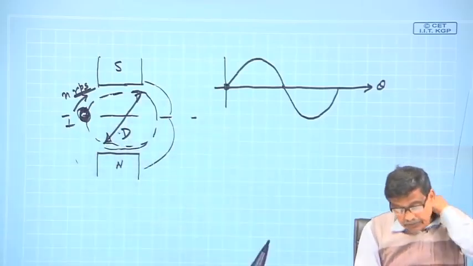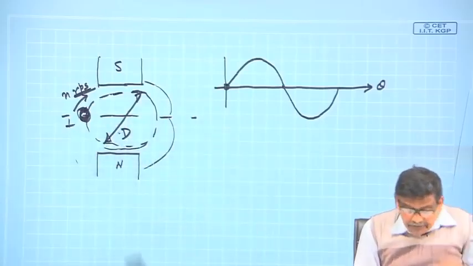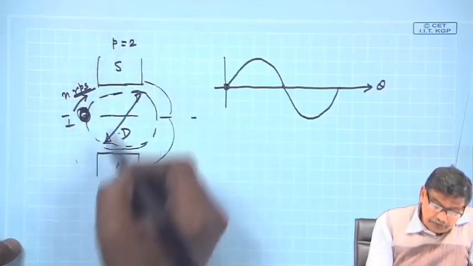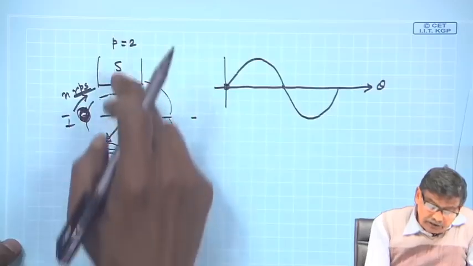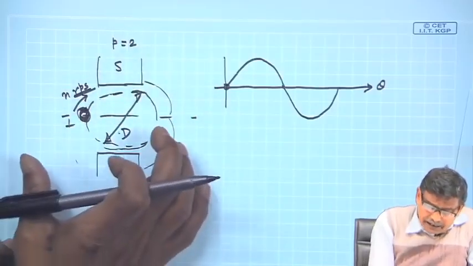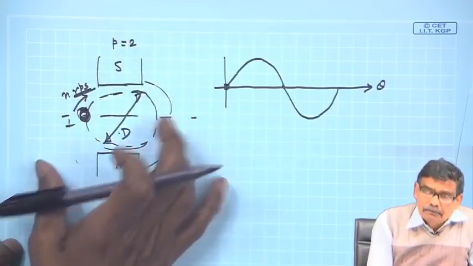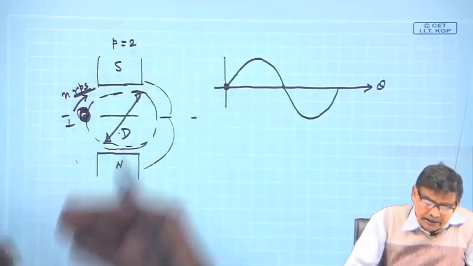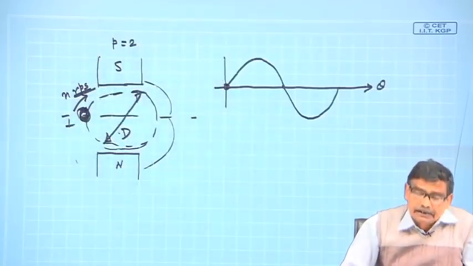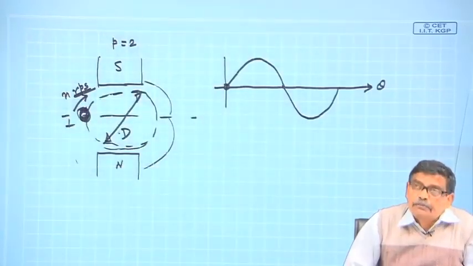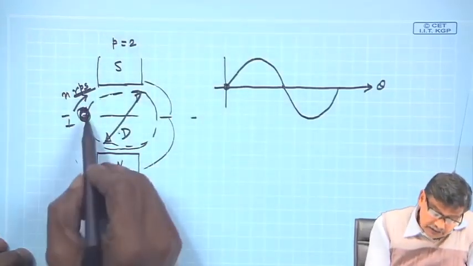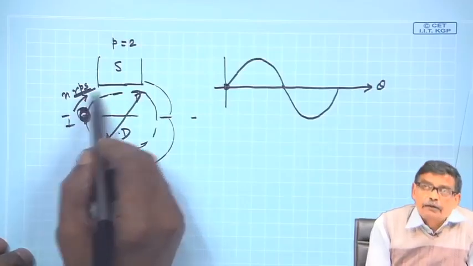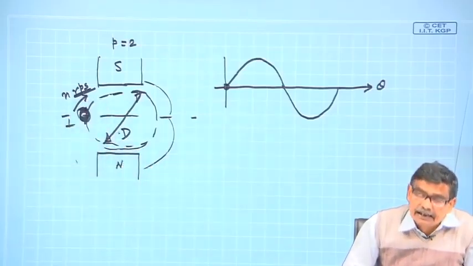D is the diameter of the rotor, and it is a 2 pole machine, so P is equal to 2, number of poles 2. This north south, as I told you, might have been produced by a coil. I do not bother; I just want to indicate that a south north pole has been created and the stator iron has become magnetized. Now in the rotor there is a single conductor moving with n rps, rotation per second.